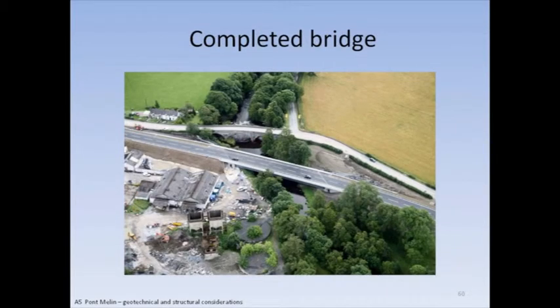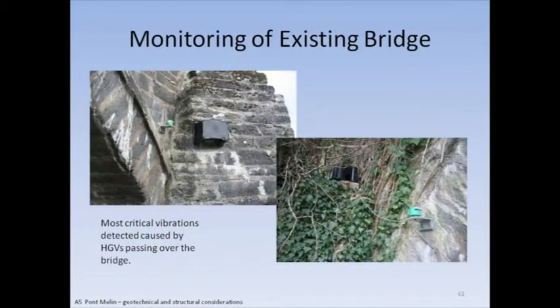This is the completed structure. You can see how close it sits to the existing bridge, and prior to the works happening, the consideration for the effects of construction on that existing bridge was something that needed to be taken into account. And so before work started, in fact, vibration monitoring was placed on the existing structure, a couple of points on the bridge, and they took some background readings prior to construction, and those movements were placed in the contract as a limitation for what the degree of movement allowable would be.